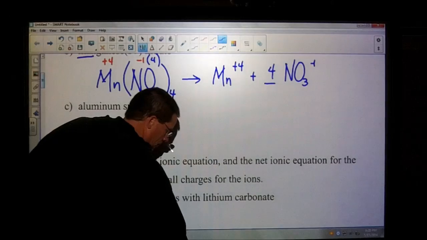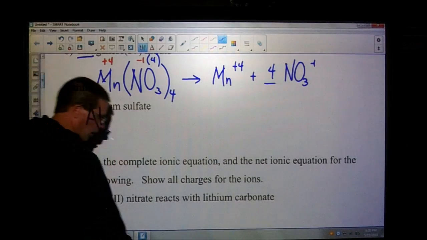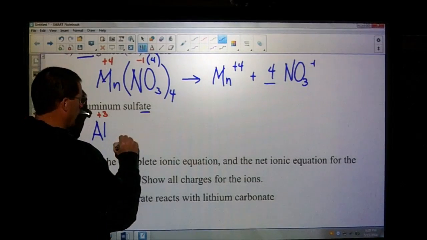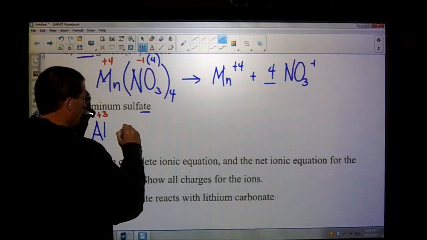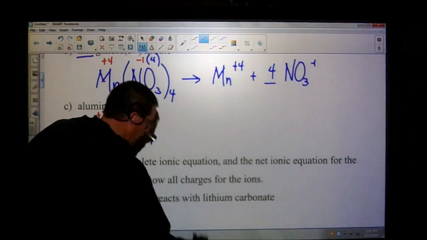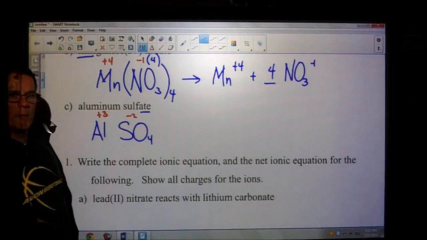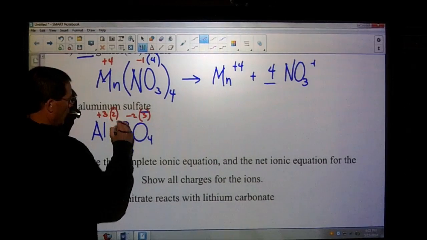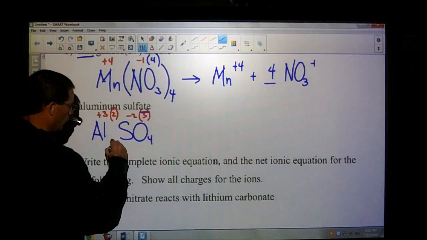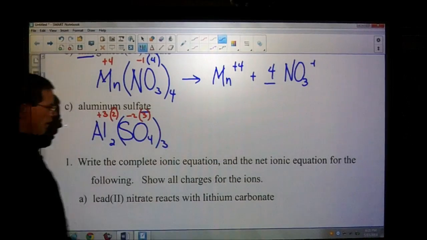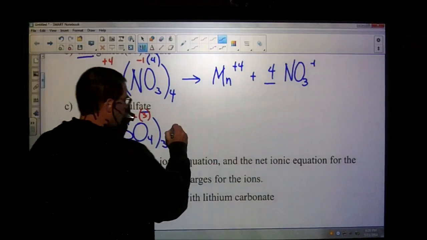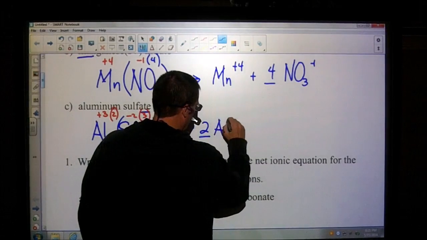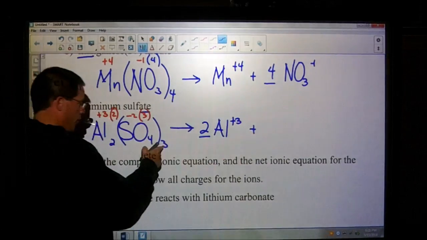Aluminum sulfate. Aluminum has a +3 charge. Again, looking at your periodic table to determine this. Sulfate, again, ends in ATE, so SO4, which has a -2 charge. So +3 and -2, these are not balanced. So we need to multiply this by 3 and multiply this by 2. So that means we have 2 aluminums, parentheses, 3 for that. So when this breaks apart into ions, again, keep the polyatomic together. We have 2 aluminum ions, and we have 3 sulfate ions.